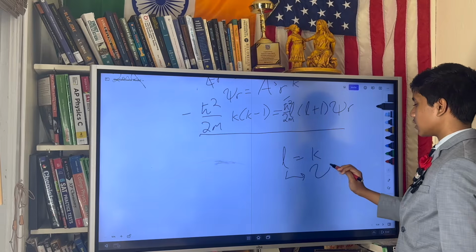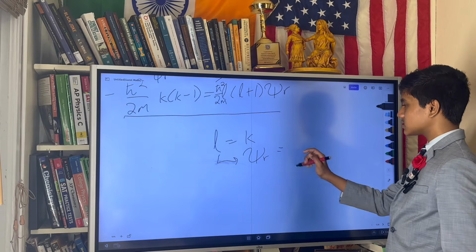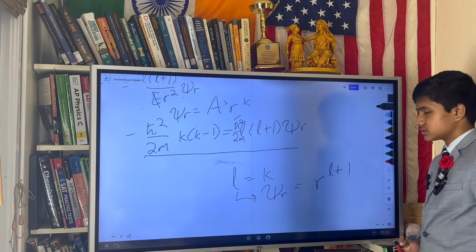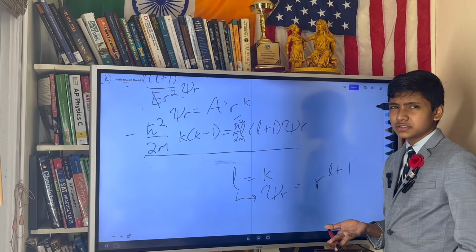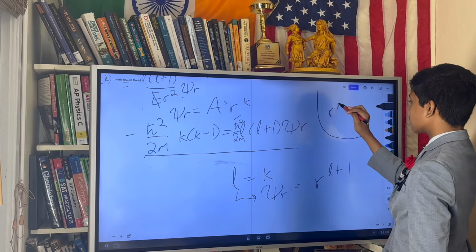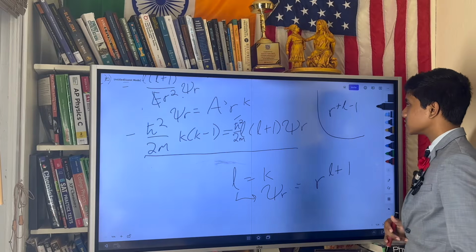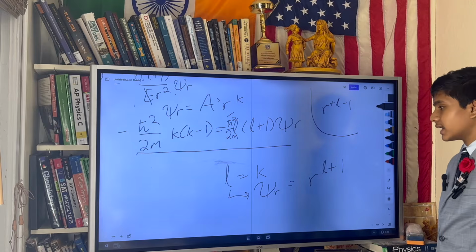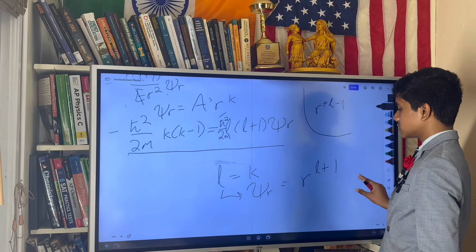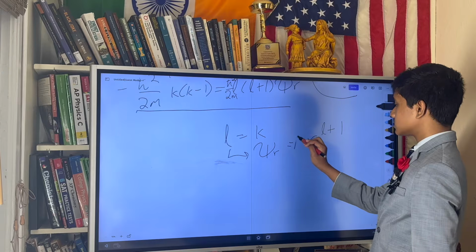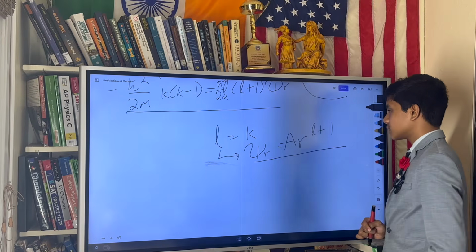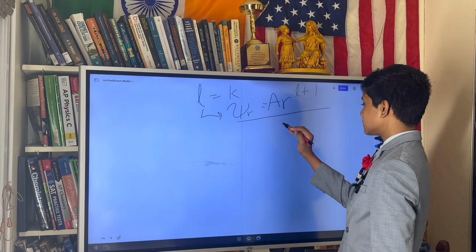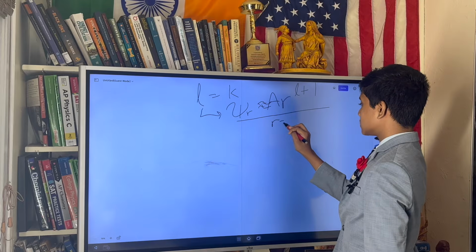And you get that psi r around 0 locally acts like r to the L plus 1. There's another solution, but it's going to blow up near 0. It's going to diverge since it's r to the minus L minus 1, and L is a positive integer. And we want a wave function whose integral over the real line actually converges so that it means something. So, we get psi r is equal to a r to the L plus 1. Great. So, that's how it acts near r equal to 0.